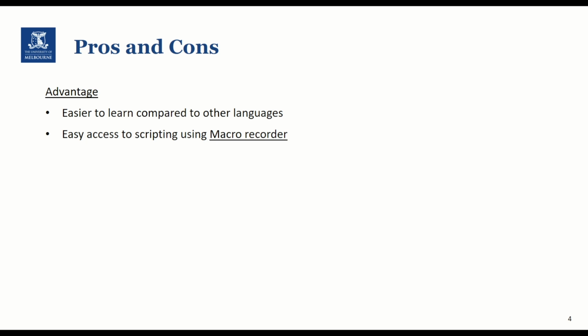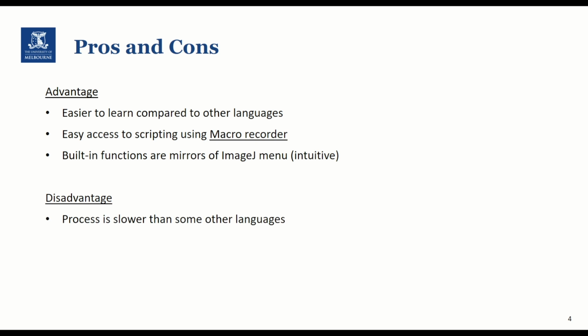The macro language has some advantages: it is easier to learn compared to other programming languages. It's mainly because most functions can be recorded using the macro recorder, so we can access the script environment more easily, and most recorded commands mirror the menu names of ImageJ, so most of the script is intuitive and easy to read. The disadvantage of the macro language is that the process is rather slower than some other languages.